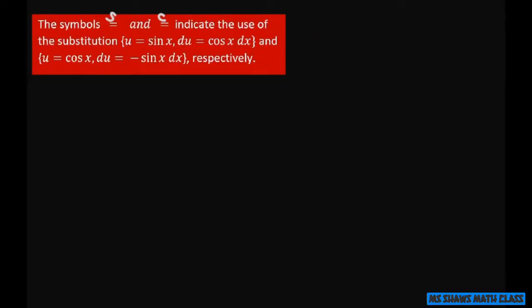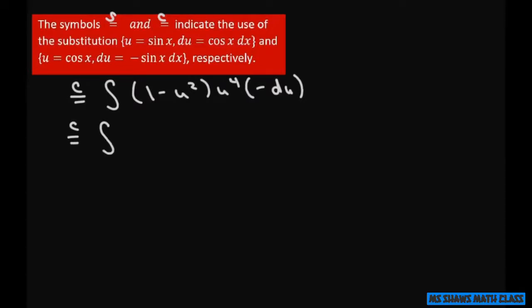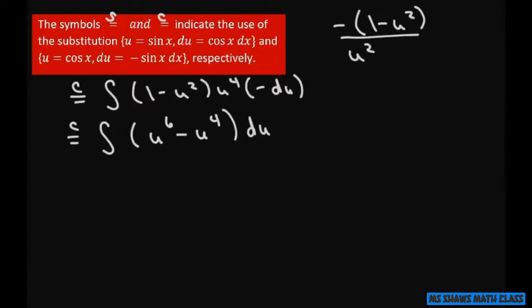Okay, so let's write it again. For our substitution, we're doing 1 minus u squared, u to the fourth, negative du. So let's distribute here. This is going to simplify as u to the sixth minus u to the fourth du. All I did was multiply this, and when you multiply that, you can rewrite that as this. So that's what I did, and then I cleaned it up, distributed the u to the fourth.